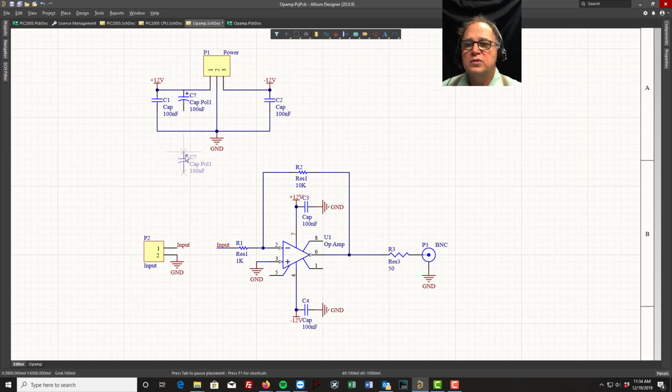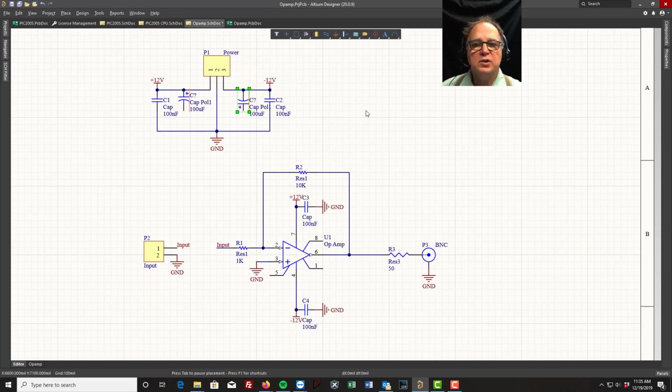100 microfarads. And I need another one over here, but wait a minute, that's minus 12 volts. I can't do that. I need to do this. And why would I do that? Let's look at that very quickly. The ground is more positive than the minus 12. So I need to put the positive side of this cap to ground and this guy to the minus 12.